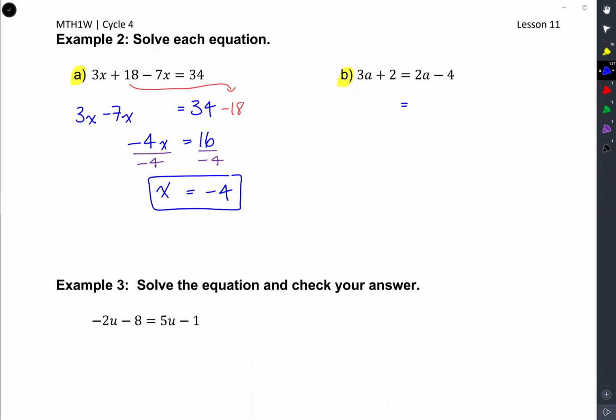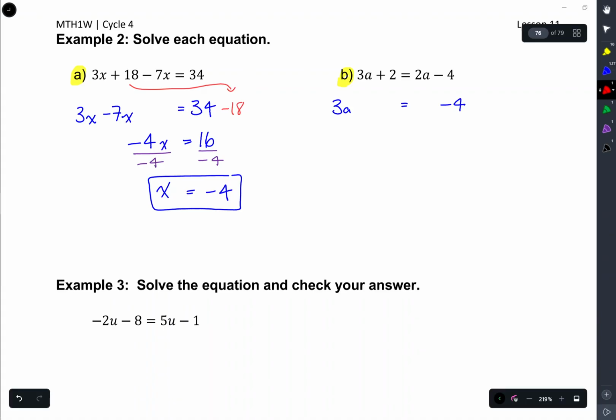So maybe I put letters on the left and numbers on the right, and there isn't any really significant reason why to do that, but the 3a is bigger. It's positive on the left. Let's keep it on the left. So here's 3a on the left. On the right is this negative 4.